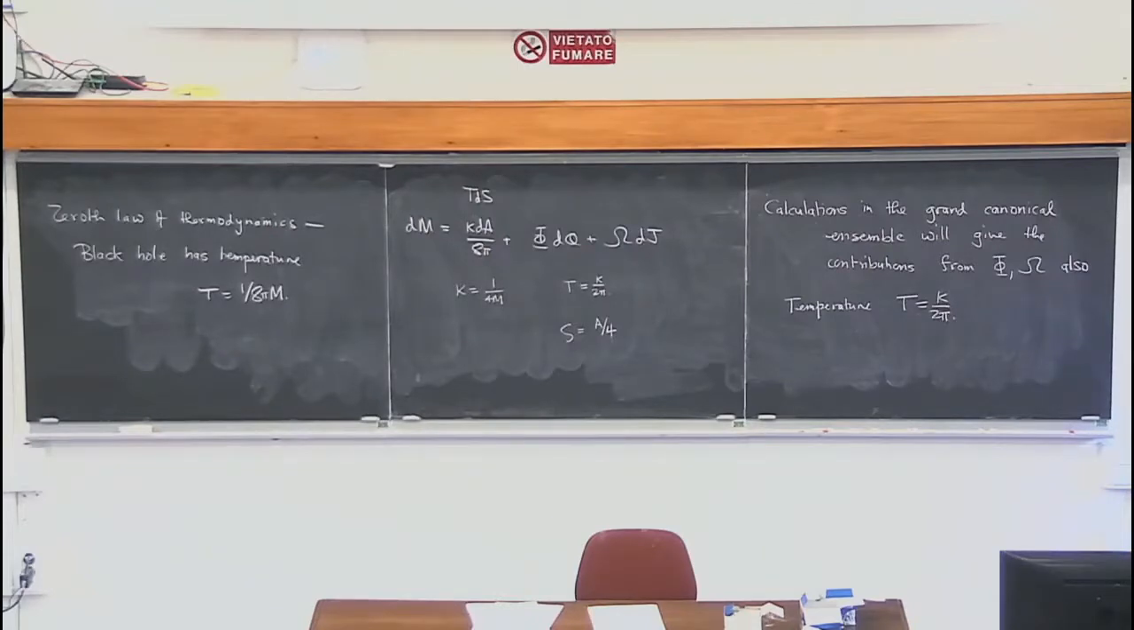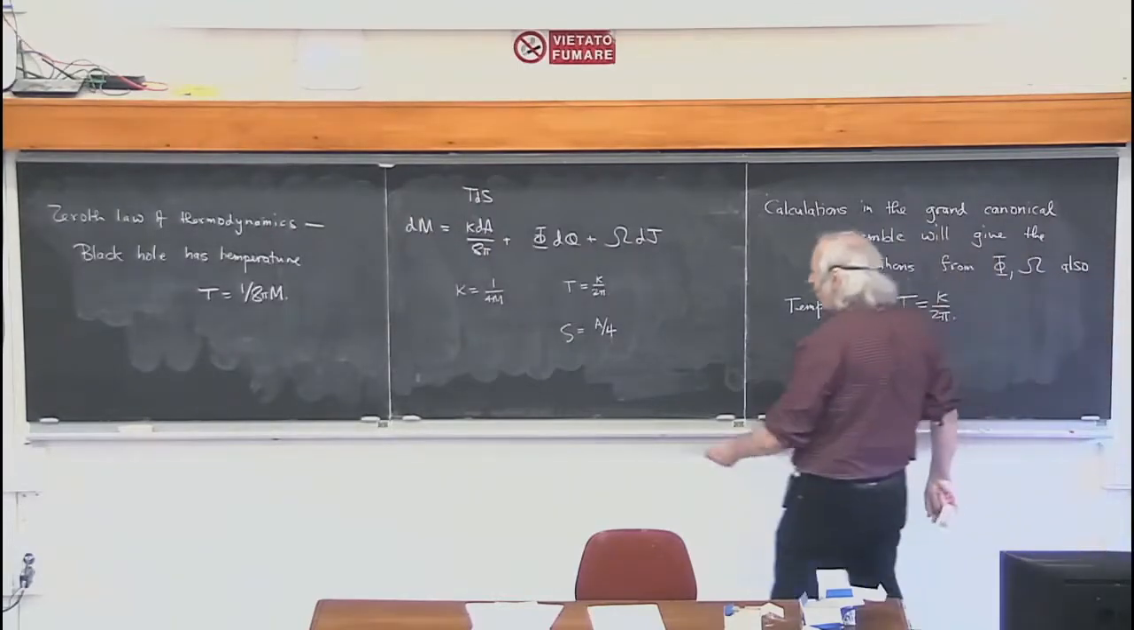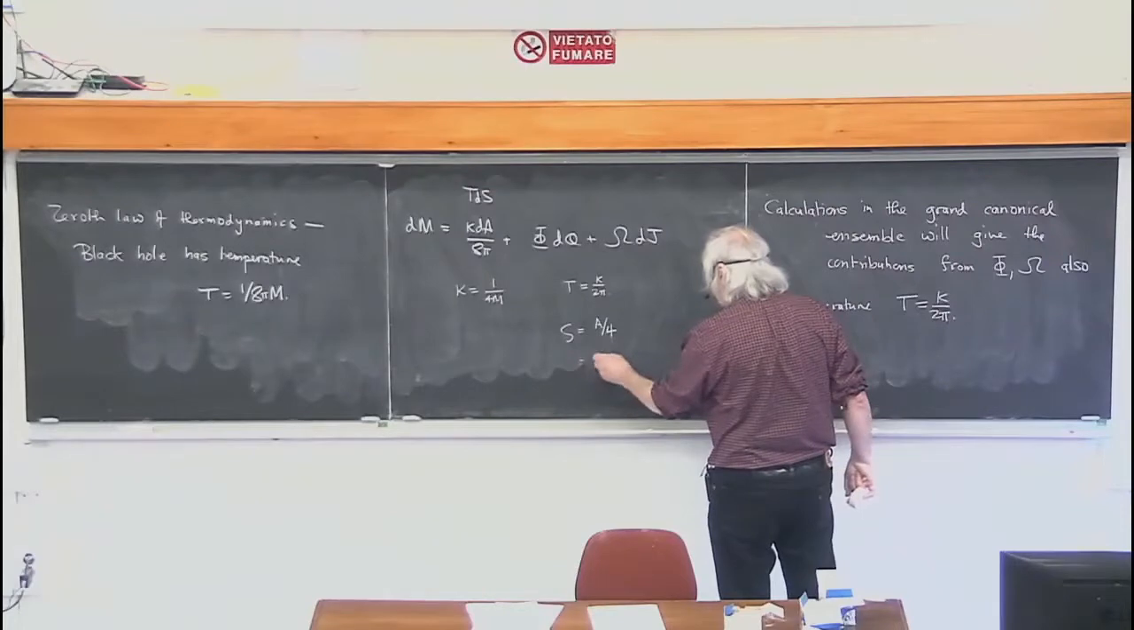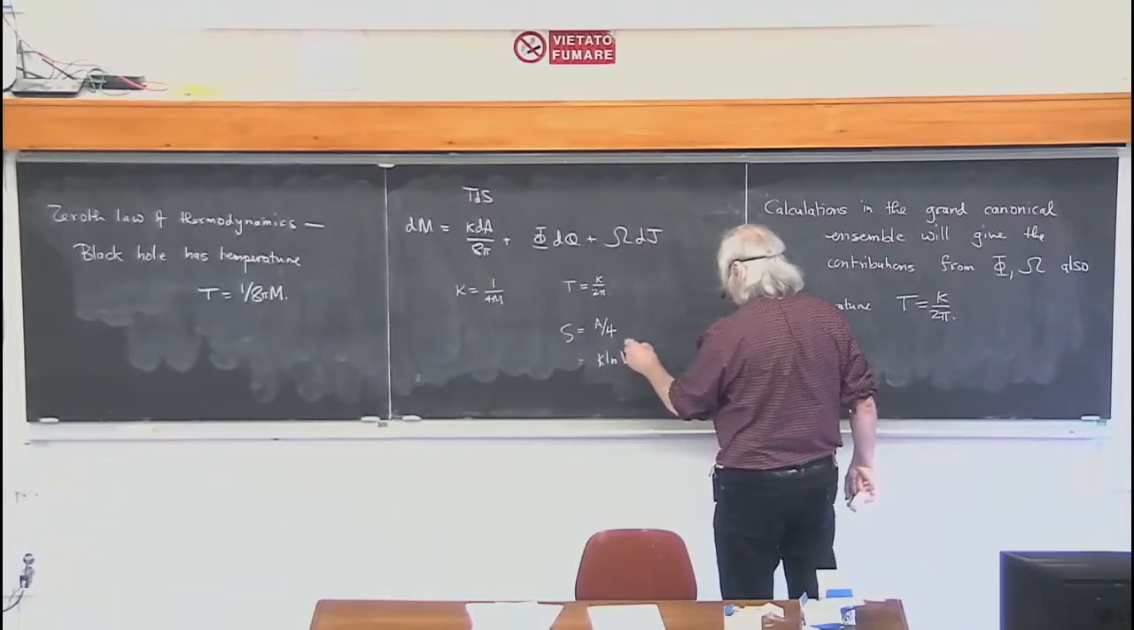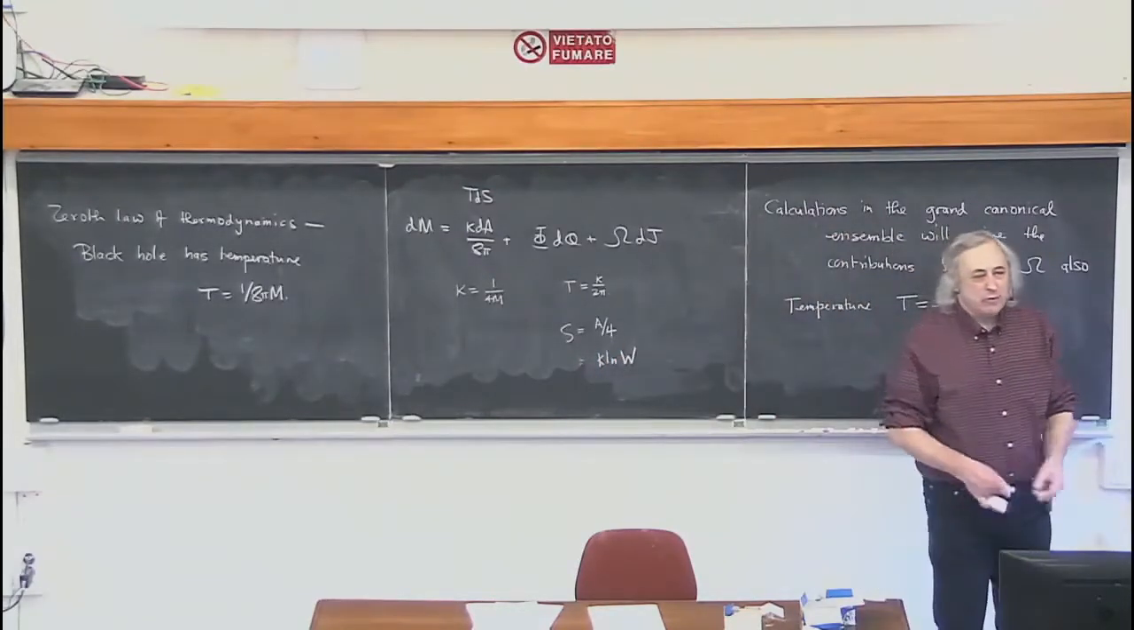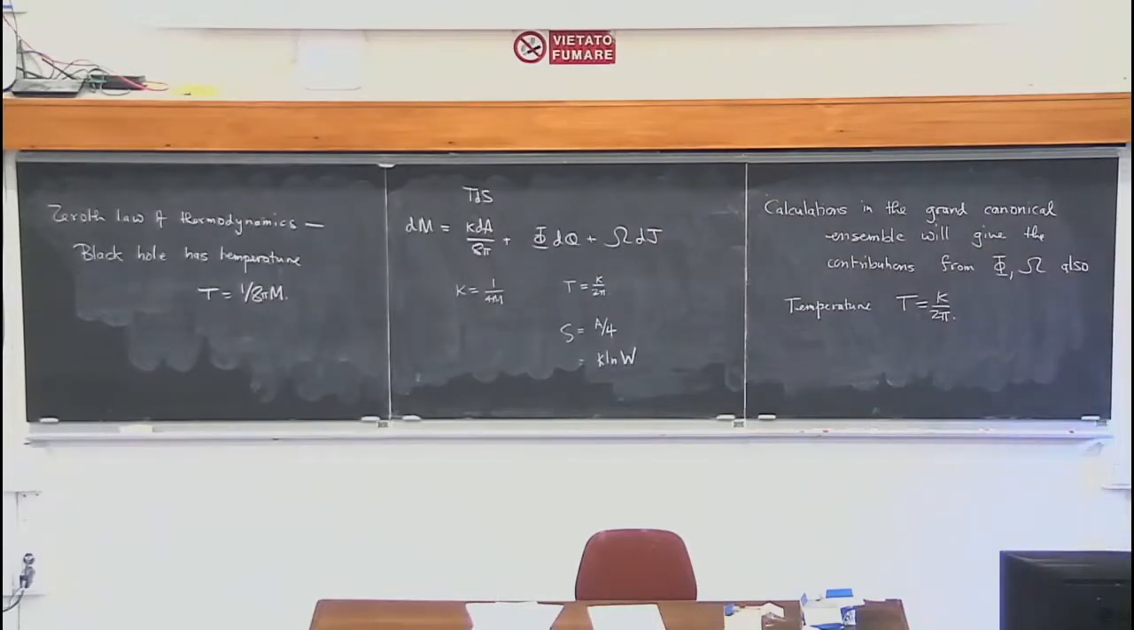Famously, Boltzmann has written on his gravestone S equals k log W, the number of ways in which you can find something that has entropy S. Hawking wants A over 4 to be written on his gravestone.